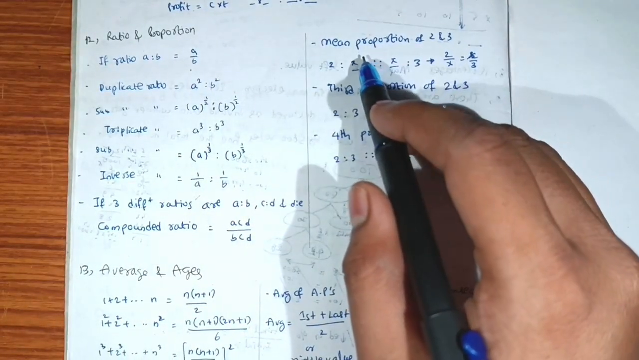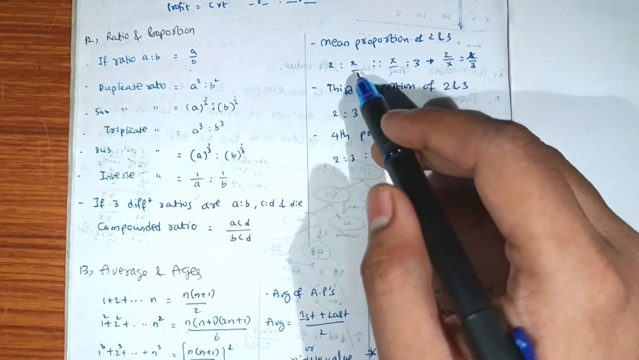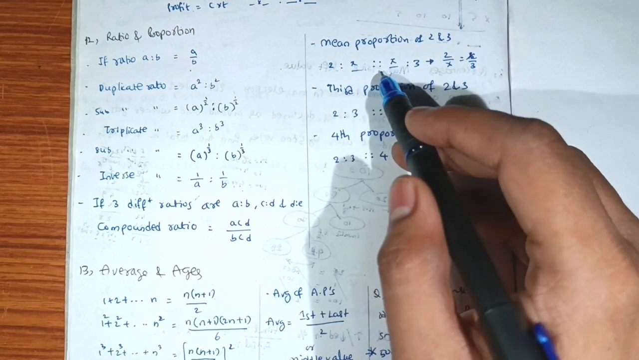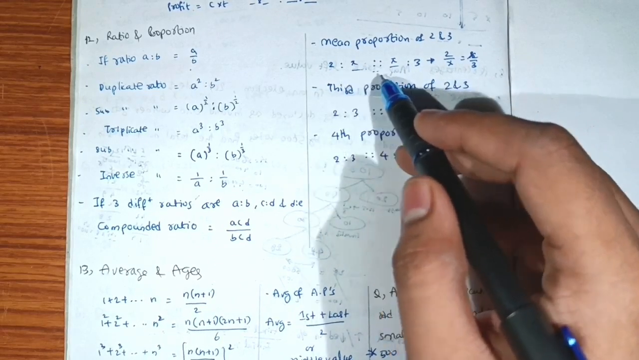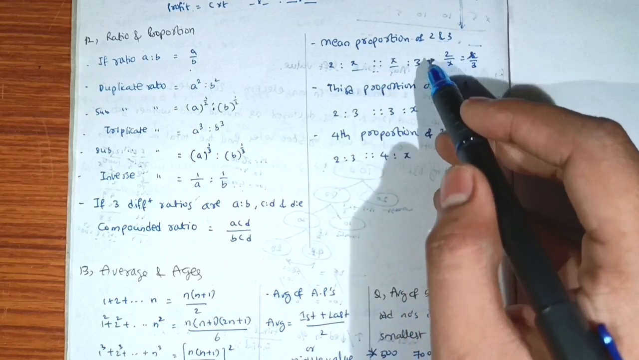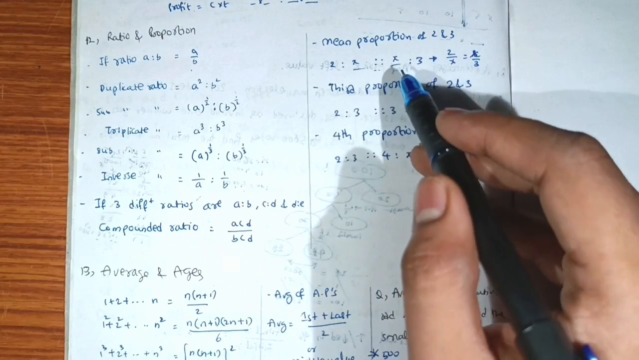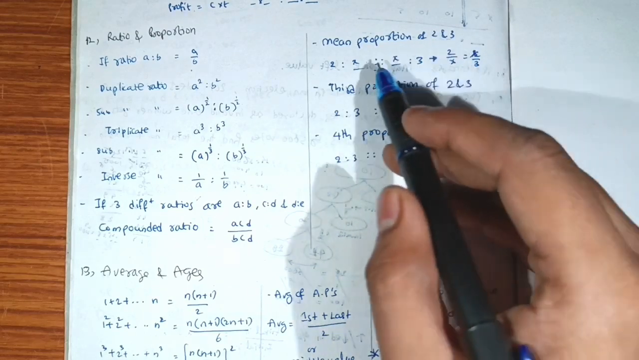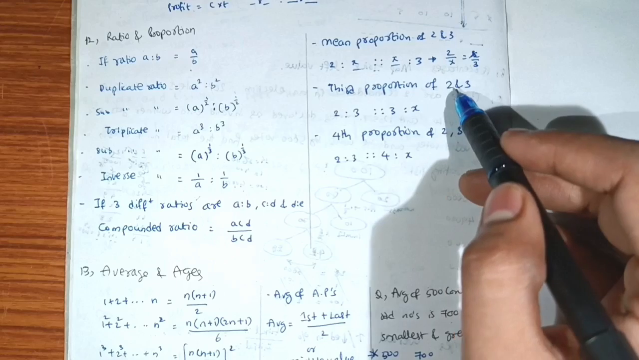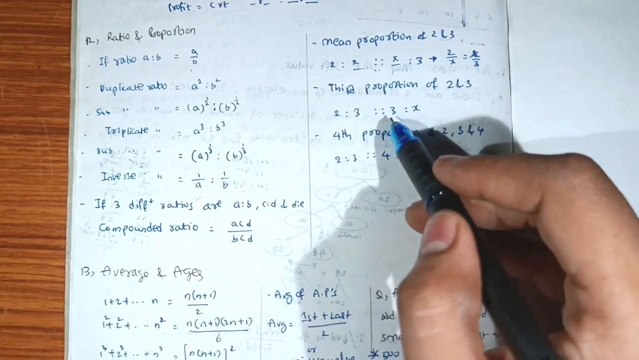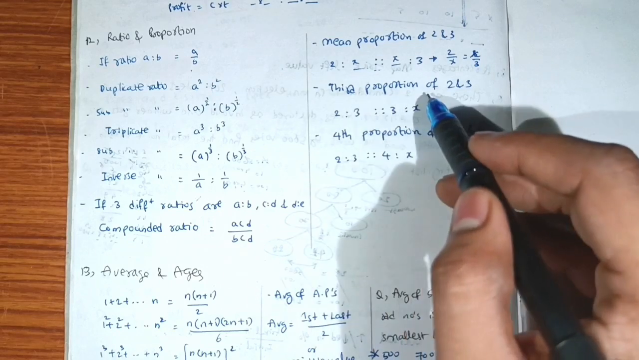Now if the question asks to find the mean proportion, suppose he gives the two numbers, let them be 2 and 3, the mean proportion will be 2 is to x equal to x is to 3, like 2 by x equals x by 3, which is the mean ratio. If it is asked for the third proportion of 2 and 3, here I take a variable x to find the third proportion: 2 is to 3 equals 3 is to x.